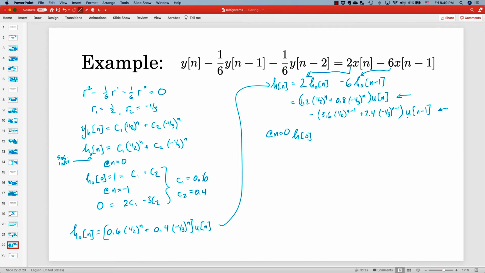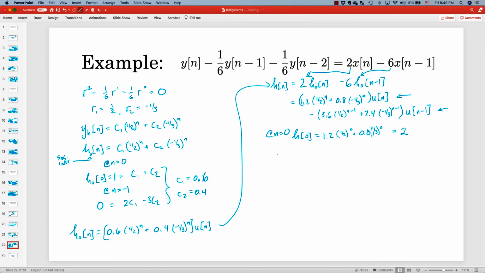This second line is off at n equals 0, so we only get the first line. We get 1.2 times 1/2 to the 0 plus 0.8 times -1/3 to the 0, and that's simply 2.